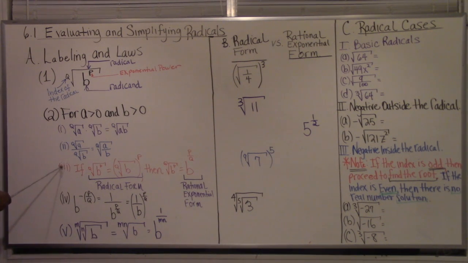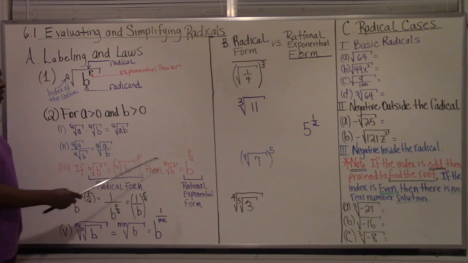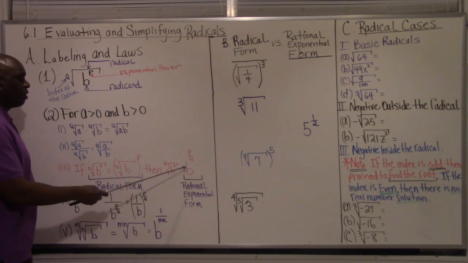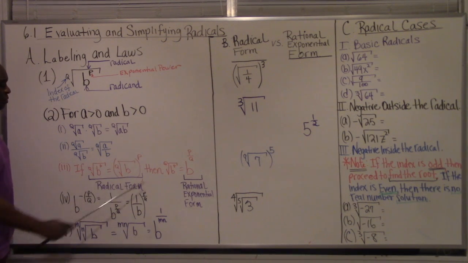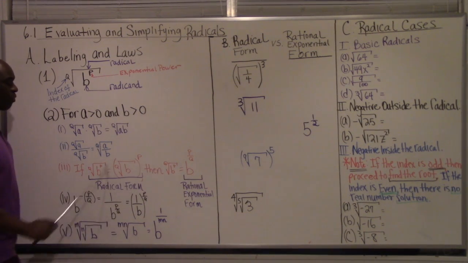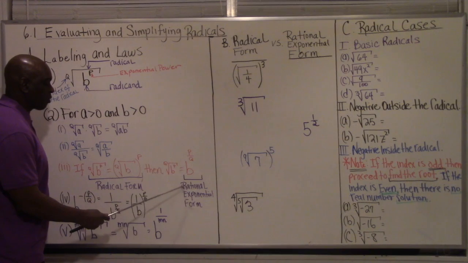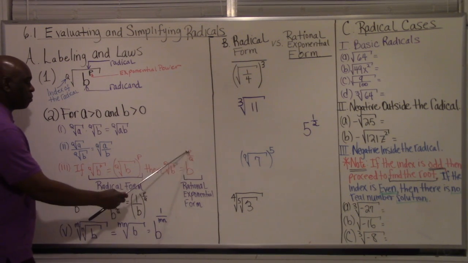Number three, if the qth root of b to the power p equals the quantity of the qth root of b, to the power of p, if this is the case, then we can conclude that the qth root of b to the power of p equals b to the power of p over q. The if part, the antecedent, is the radical form. The then part, the conclusion, is that the radical form can also be written as the rational exponent. So you can rewrite this as b to the p over q. Very important.